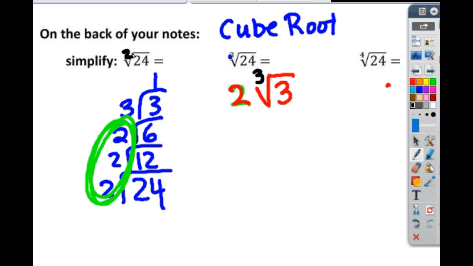So what do you think it means if there's an index of 4 right there? Groups of 4. Do we have any groups of 4 over here? No, so that's not going to simplify anymore if it has a 4th root.